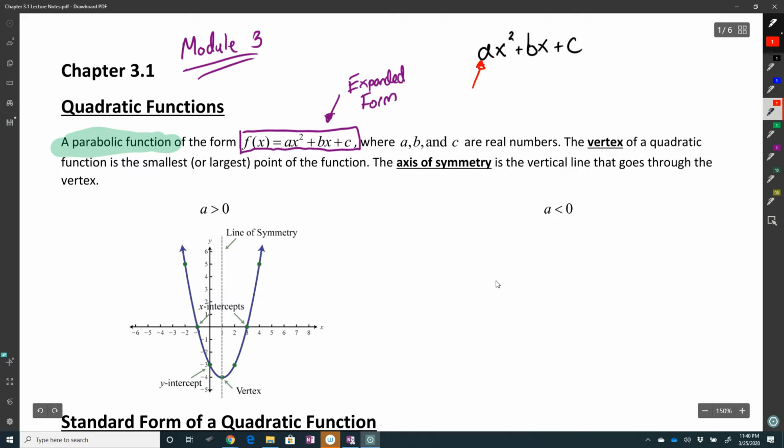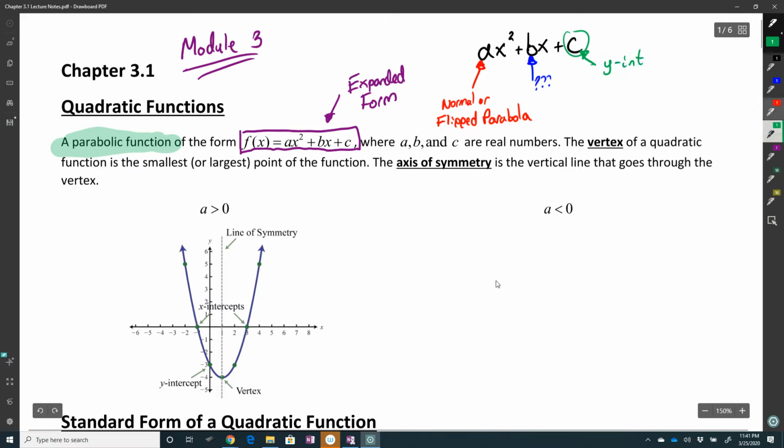So we'll start with a. So a tells us if the graph is pointed up or down. So is it a normal parabola or is it a flipped parabola? All right. B by itself doesn't really tell us much. C, on the other hand, this tells us what the y-intercept is.